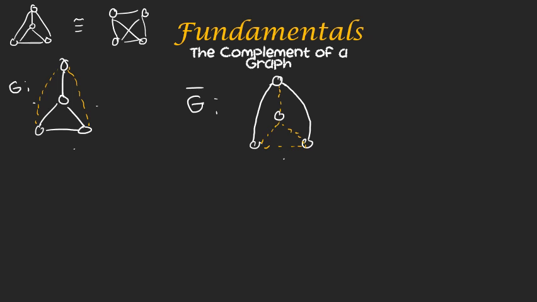Let's take a look at one other example here. We'll do one on 5 vertices, so we'll increase the order a bit. I'll call this one H, how about?